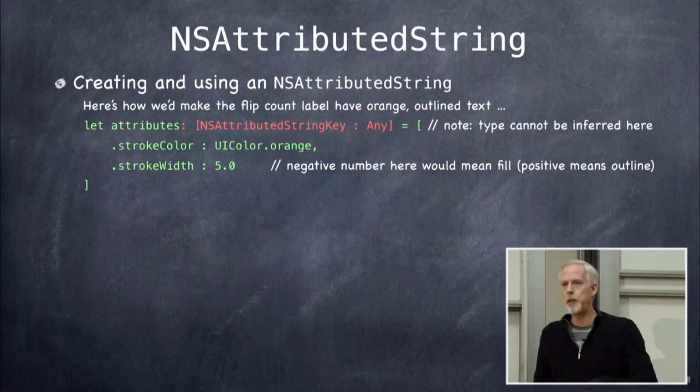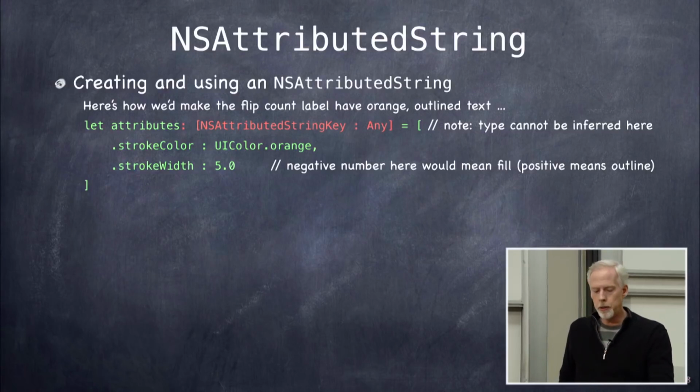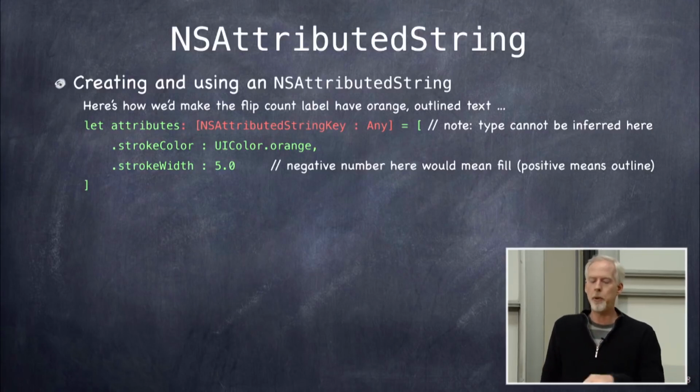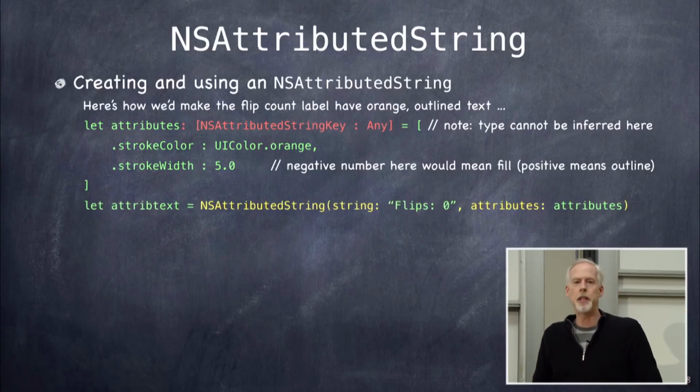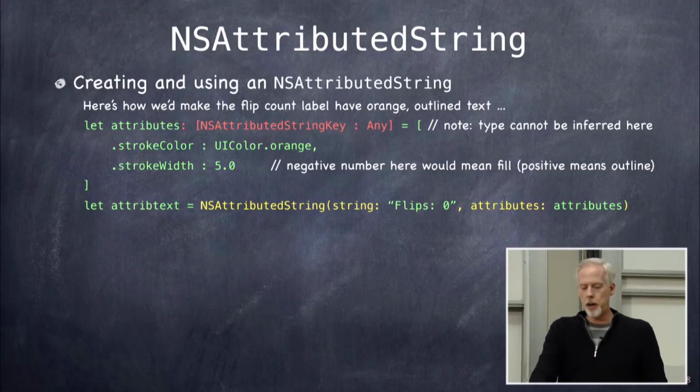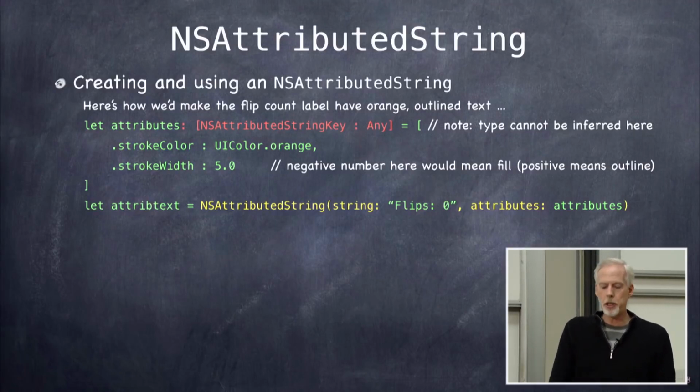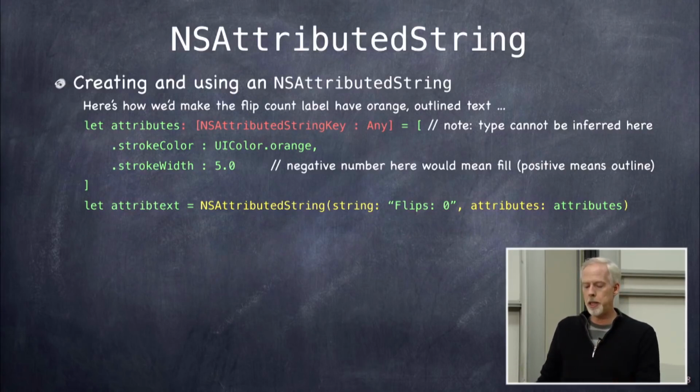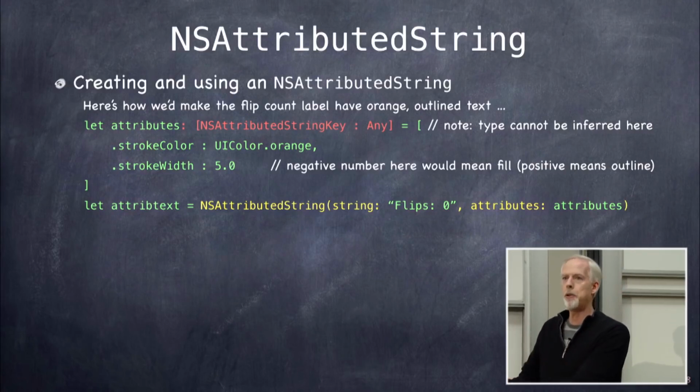Okay, so you can put these things in here. For your homework, you'll use stroke color, stroke width, maybe a couple others. In the hints, I kind of tell you the things you need to use, so I don't want you wasting too much time looking up all these things. Then you can create an attributed string with that dictionary for all the characters in the string by just saying NS attributed string, using the initializer that takes a string and the attributes.